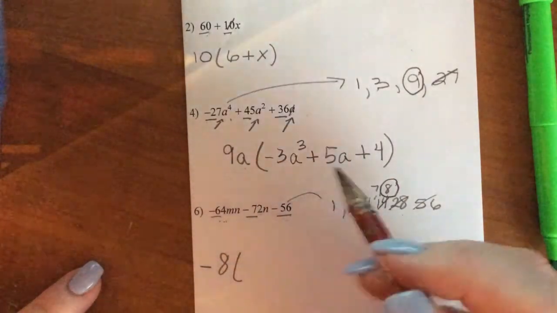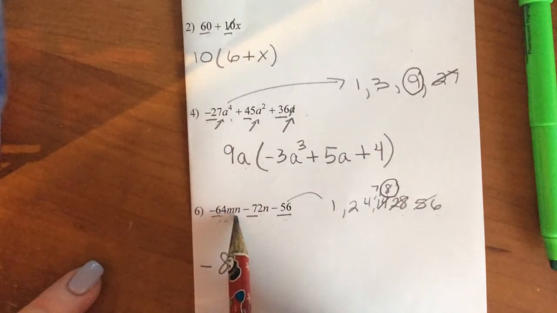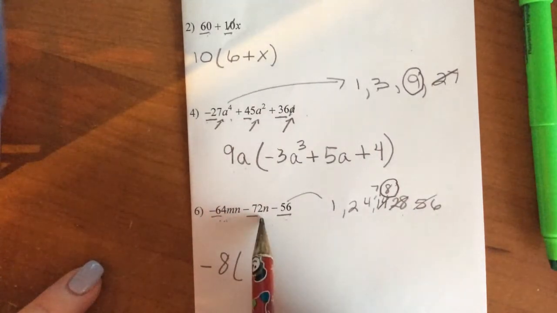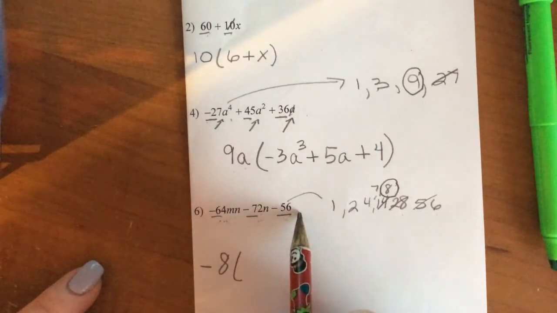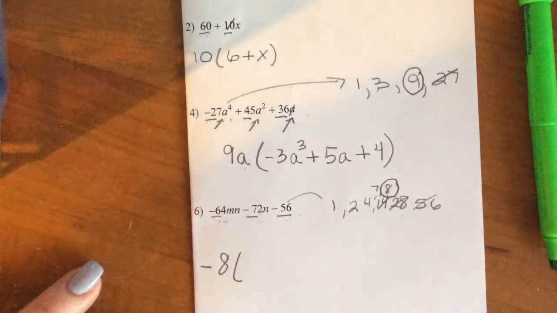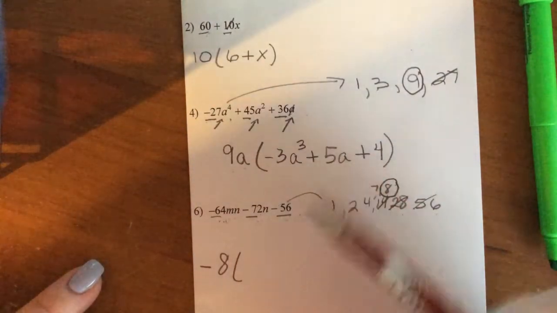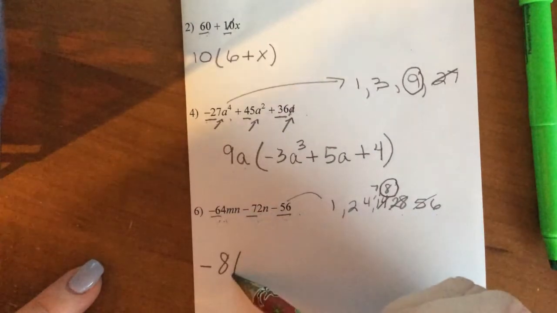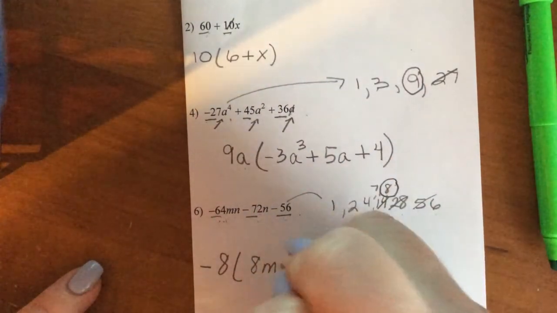So then go, well, hold on, I almost forgot about the variables. I have an m and an n. I have an n here, so that means m cannot be pulled out because it's not common here. But there's no n here, so there's no variables being pulled out of this, just the negative 8 for your greatest common factor. All right, so then negative 64 divided by negative 8 is a positive 8. Not pulling out any variables, just write m and n.